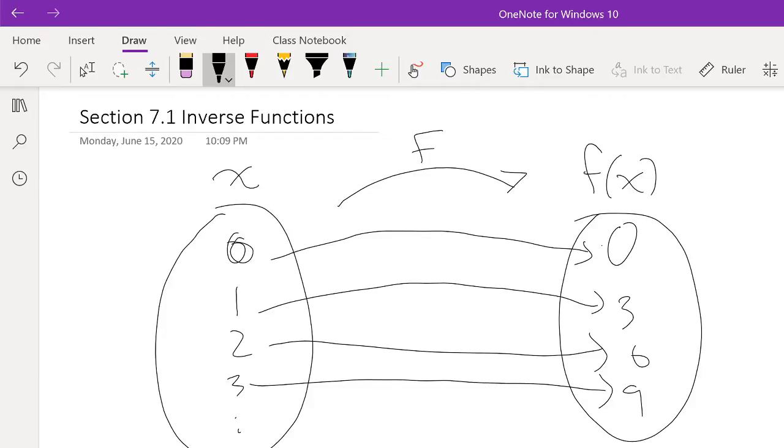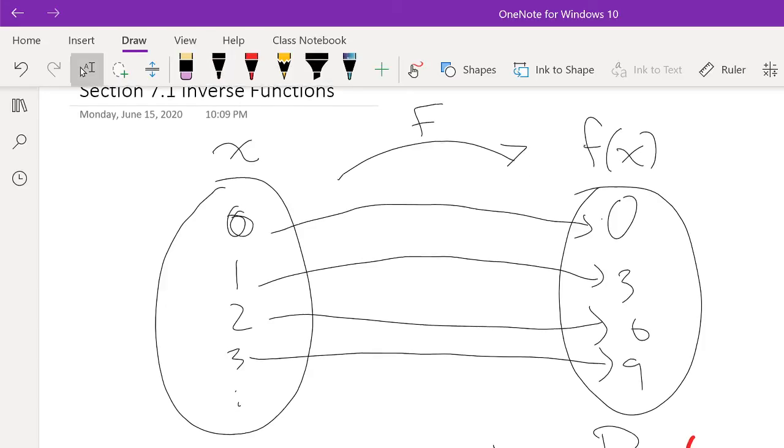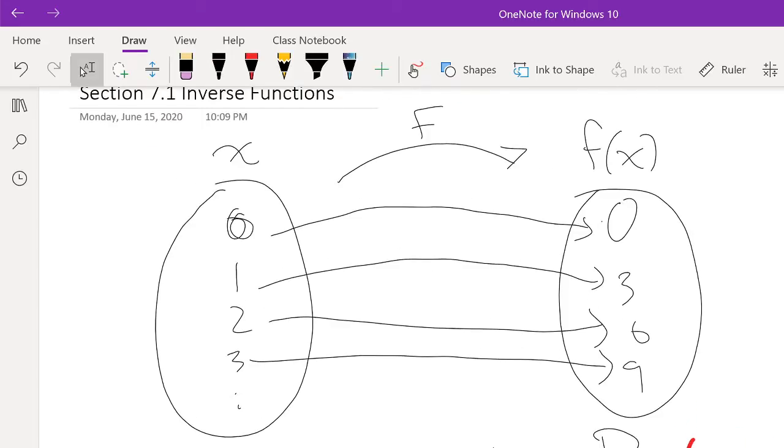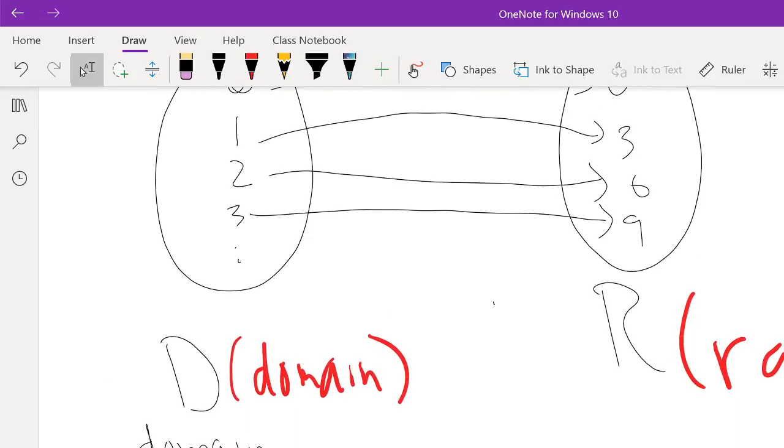This is the range. So D for domain and the set R for the range. We can think of it as a mapping from one set onto another. Now, this idea of an inverse function, abstractly, is what we think of when we say an inverse function.